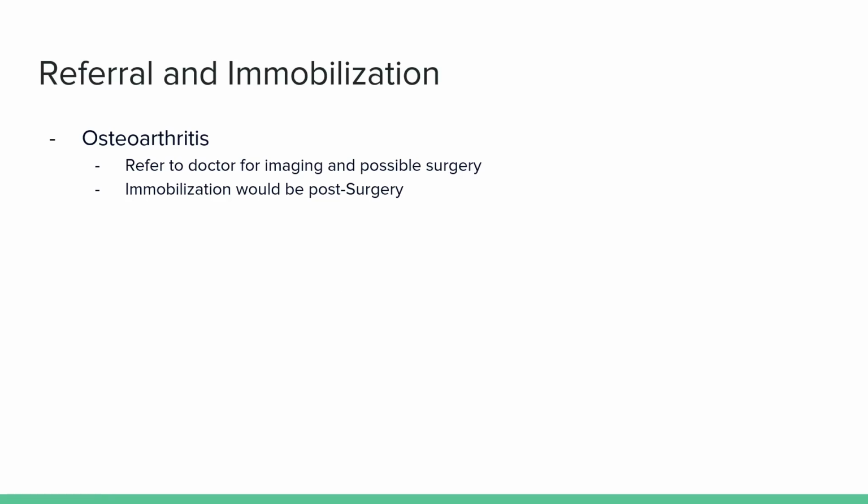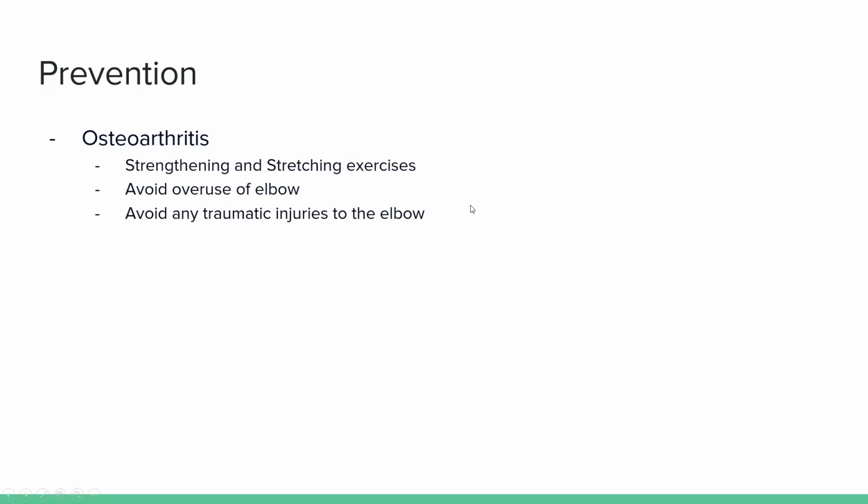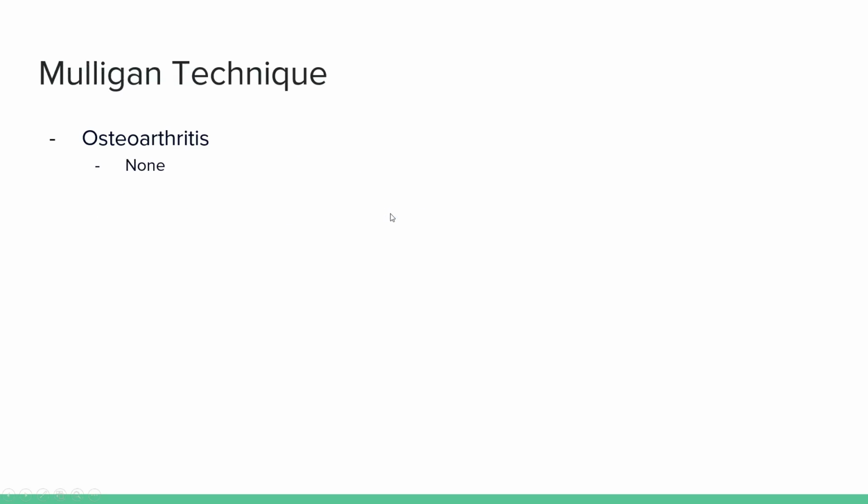Immobilization after the surgery, and then prevention: strengthening and stretching exercises. Avoid any type of overuse of the elbow, and any type of traumatic injuries to the elbow will also help prevent osteoarthritis. There is no Mulligan technique for osteoarthritis.